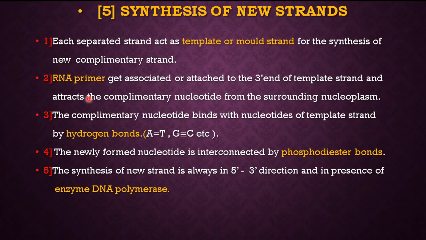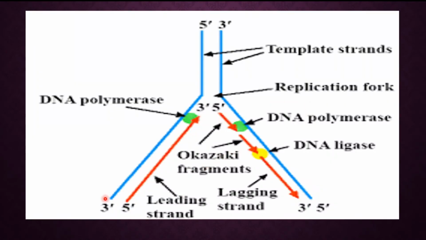Second point, RNA primer gets attached to the 3' end of the template strand and attracts the complementary nucleotide from the surrounding nucleoplasm. Means what? Now see what happens here. Here this is the 3' end. Always towards the 3' end, RNA primer gets attached.